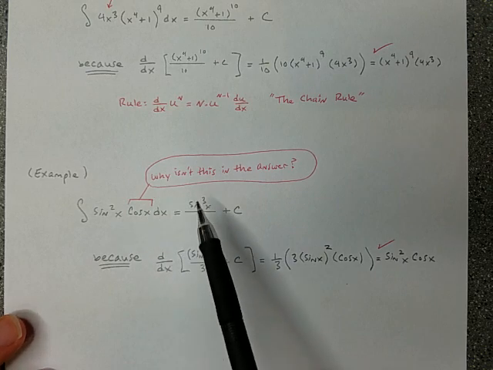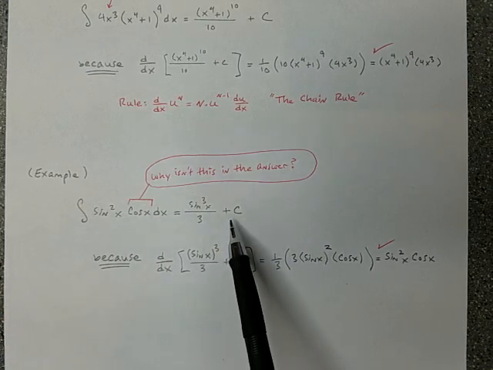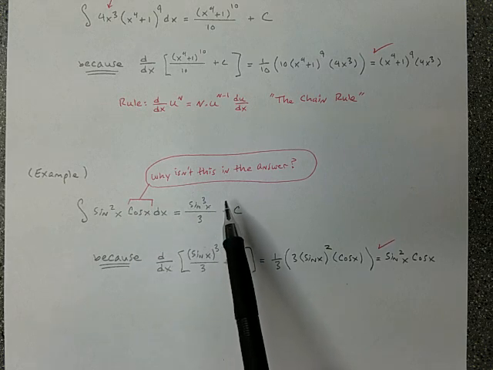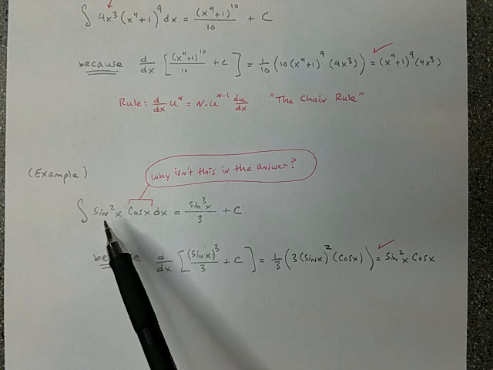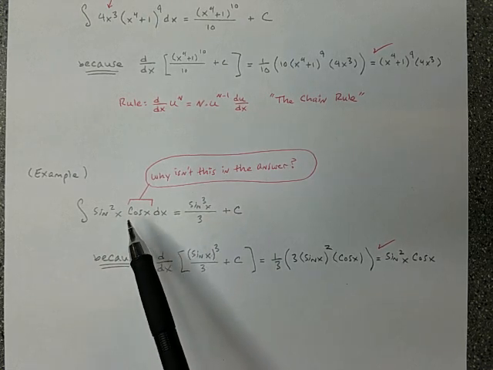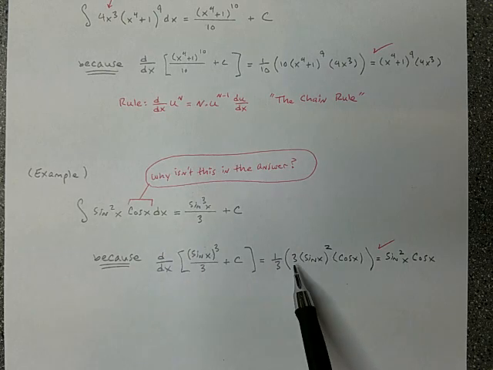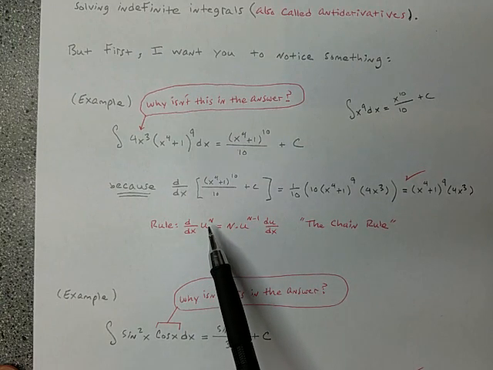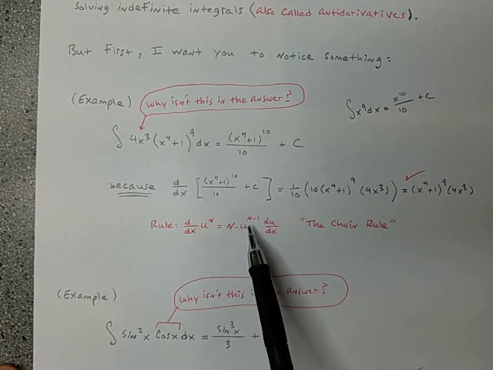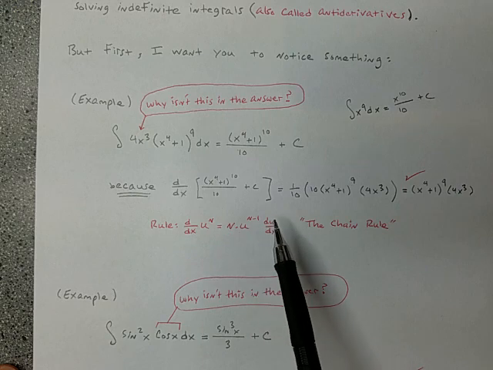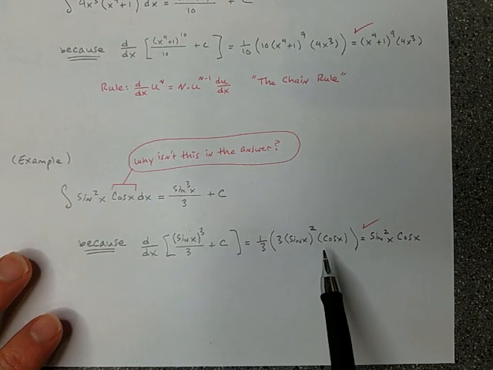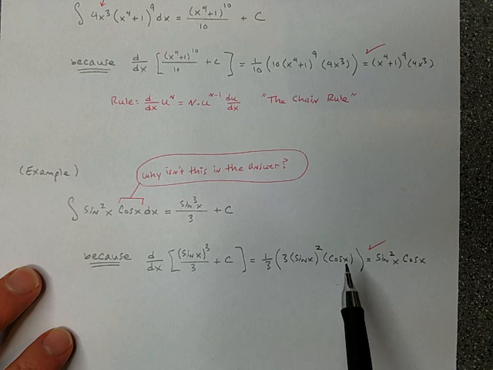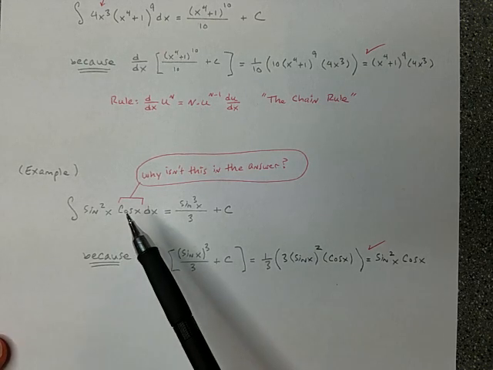That's why this is not involved in constructing the answer. That's why that cosine appears in the question, but it doesn't appear in the answer. The sine appears in the question and the answer. The cosine does not. The reason it doesn't is just because it shows up when you check the answer. So there's the rule you use, right? The derivative of u to the n power is n times u to the power n minus 1, times the derivative of u with respect to x. So yes, that's what I do. When you check this, that cosine shows up. That's why it's there. Okay?